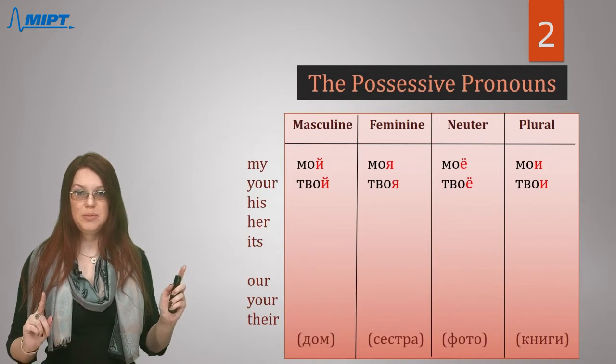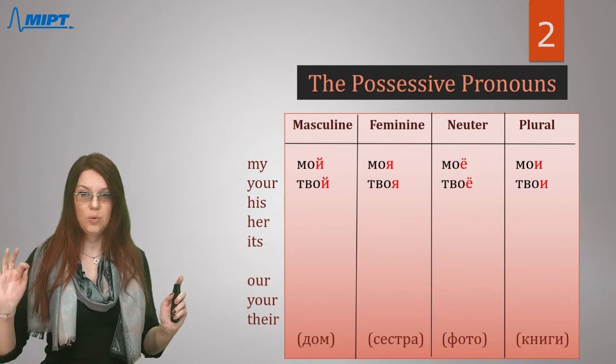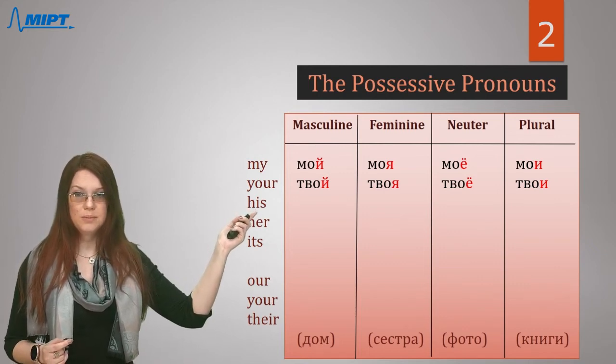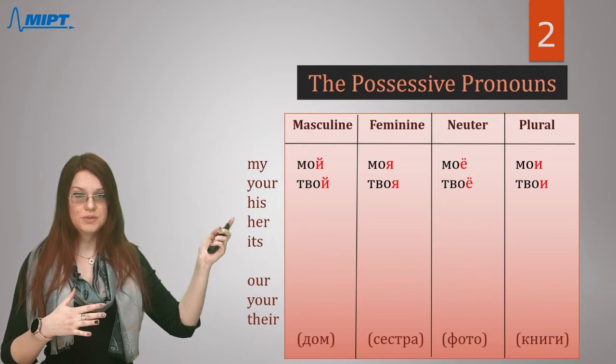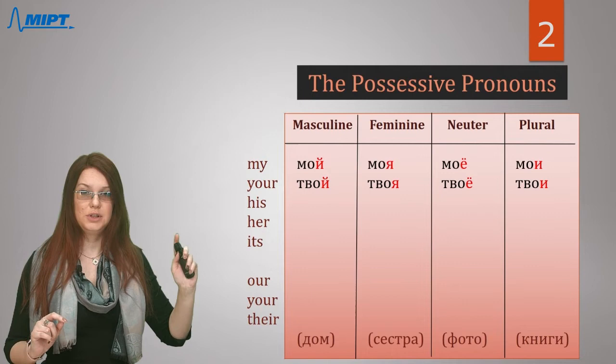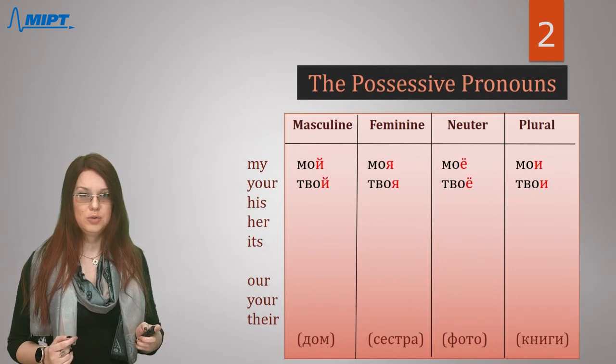So, again, be careful, please, with these forms. I mean, if O is accented, you should read it like O, твой. For another forms, O is not accented, and you read it like A. Твоя, neutral, твоё, and plural, твои.